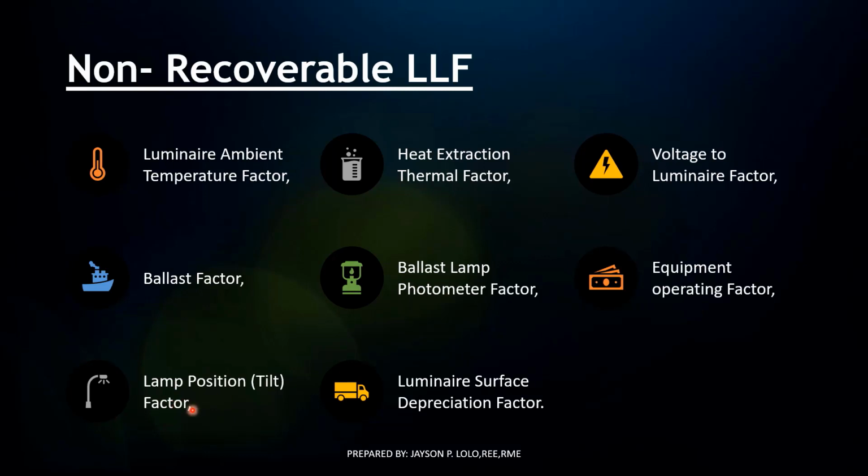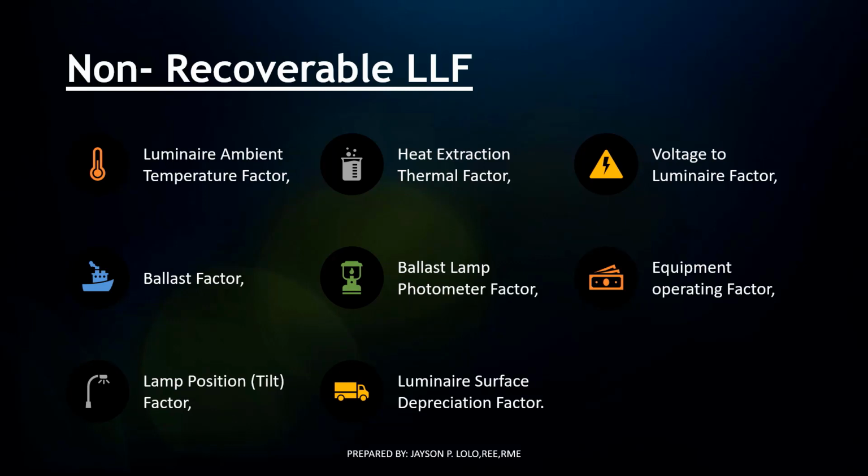The next is the lamp position factor. The lamp position factor is sensitive to the lamp orientation, especially for high intensity discharge or HID lamps, when they are tilted from the rated horizontal or vertical position. So when you place street lamps or HID lamps, it is better to use them at a certain angle. For example, the certain angle is 90 degrees but you apply it at 60 degrees, then there's a lamp position factor.